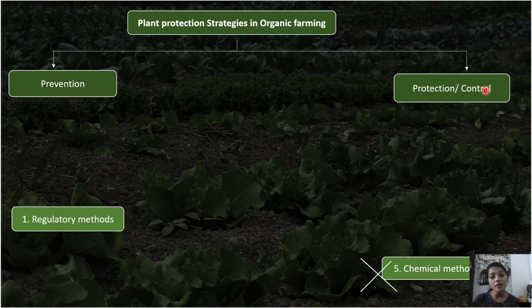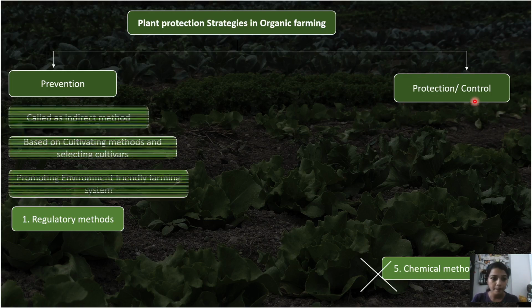And control is what? Even after taking all the steps to stop the disease from coming, right? Even after that, now the disease has arrived on your plants, right? So now all the steps that we will take to eradicate the disease, to remove the disease from the field, will be included under the control or protection part, right?